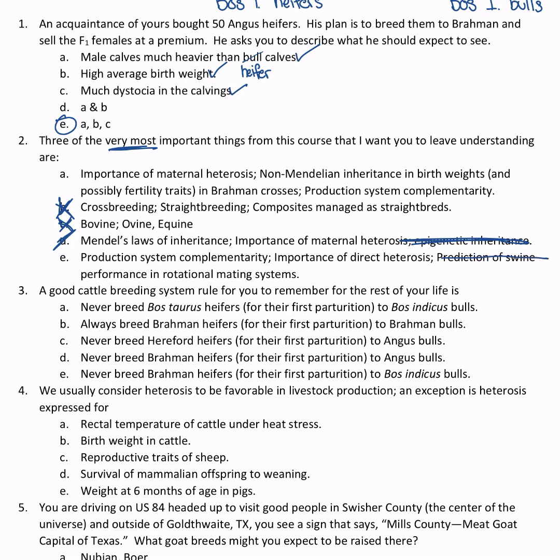So the latter, we can go ahead and cross that one out. It's not one of the very most important things. While direct heterosis is important, it's probably not what's most emphasized in this class. So I'm going to go ahead and cross out number E. So the correct answer on my page is A, so the importance of maternal heterosis. We talk about how important maternal heterosis is all the time. The non-Mendelian inheritance and birth weights, and possible fertility in Brahman crosses. And then production system complementarity. Those are all three things that we spent a lot of time on, so that is the correct answer.